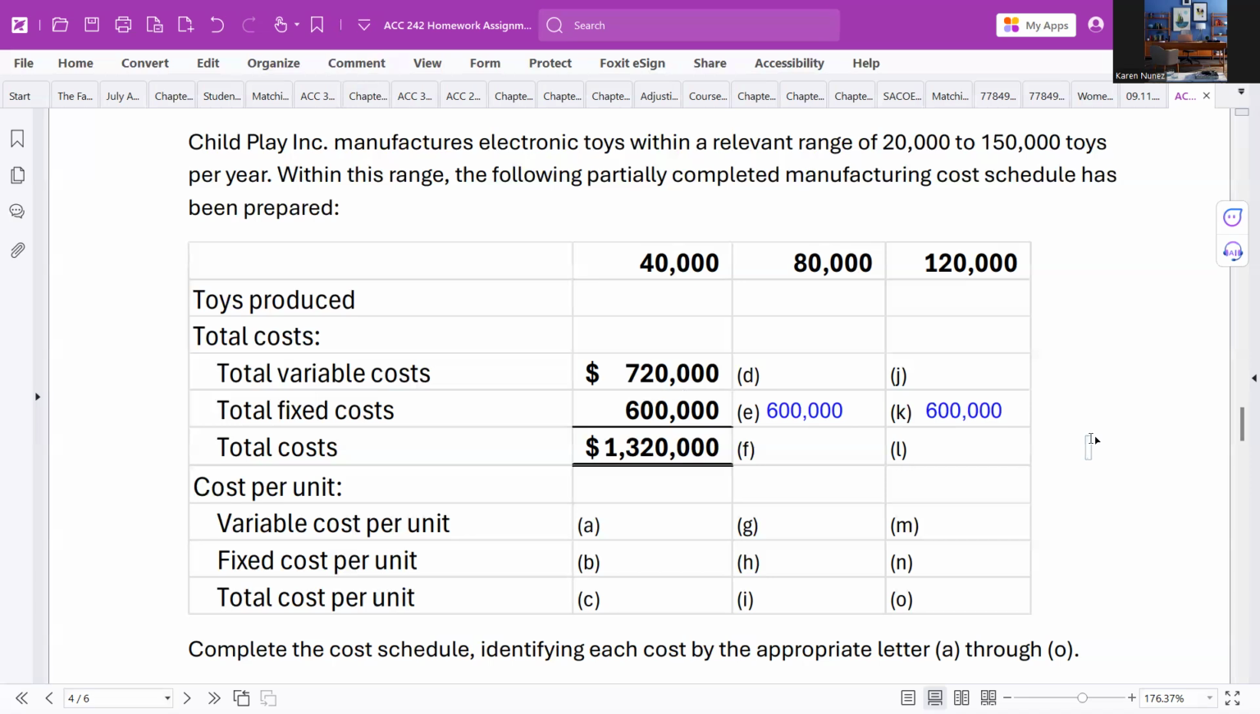That's a key assumption with fixed costs. That's what we can assume. So that's how we can predict those fixed costs. They're easy to predict because they're constant in total.